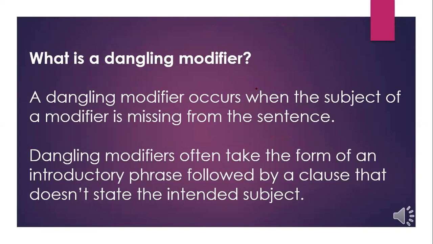A dangling modifier occurs when the subject of a modifier is missing from the sentence. السبجكت اللي المودفاير بيوصفه مش موجود في السنتنس, so you have to add it. Dangling modifiers often take the form of an introductory phrase followed by a clause that doesn't state the intended subject. يعني من الآخر أنا ما عنديش الإيه؟ السبجكت.